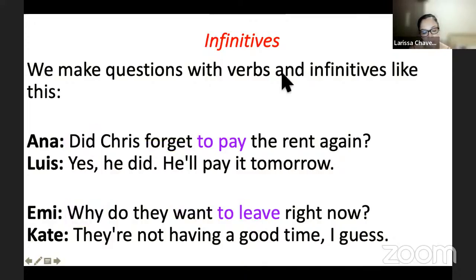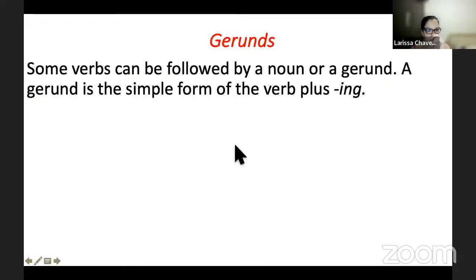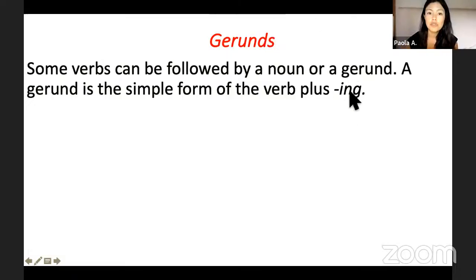No, no, teacher. All right. So right now we're seeing infinitives. Remember, an infinitive is formed by to and the base form of the verb, right? It's always the base form. Okay. Now, a gerund is basically when we put ing to the base form of the verb. When we put the ing, that's a gerund.